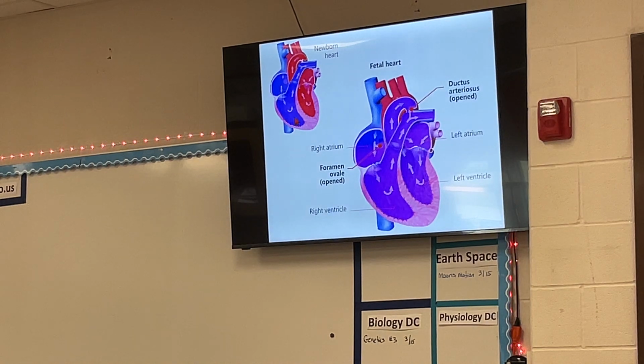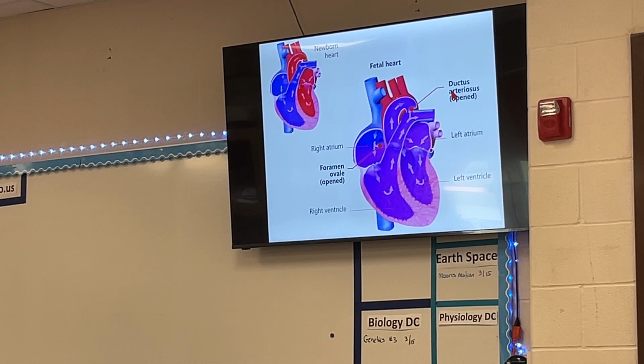So this is what the heart of a baby looks like. Here's our foramen valve, and the purple means that the blood is a mix of oxygenated and deoxygenated. This is the newborn heart. You've got your deoxygenated and oxygenated blood, and it's separate. But in a fetus, you've got your foramen valve that shunts the blood across, and it causes it to mix oxygenated and deoxygenated blood.